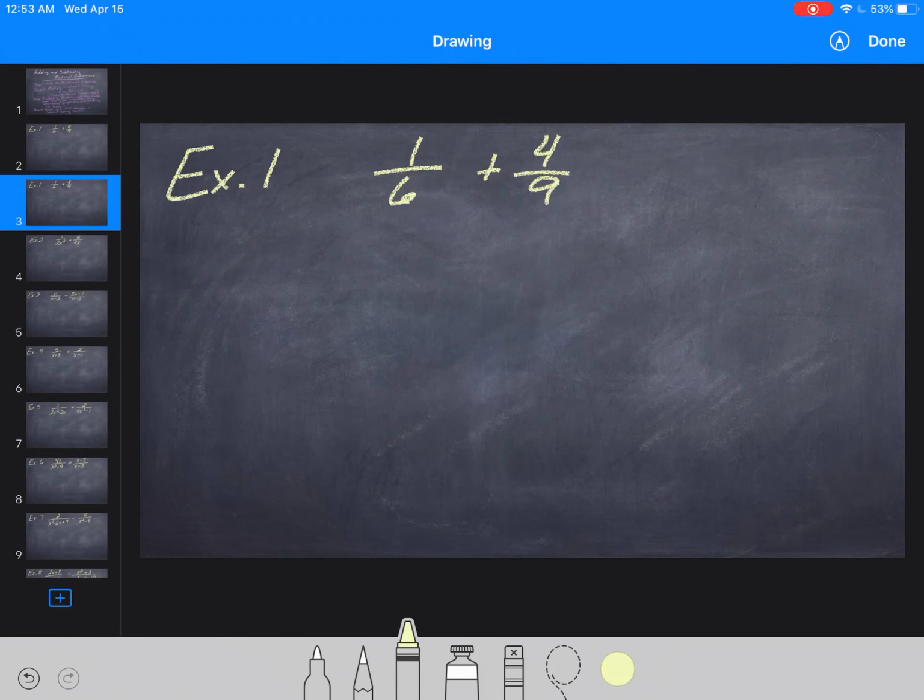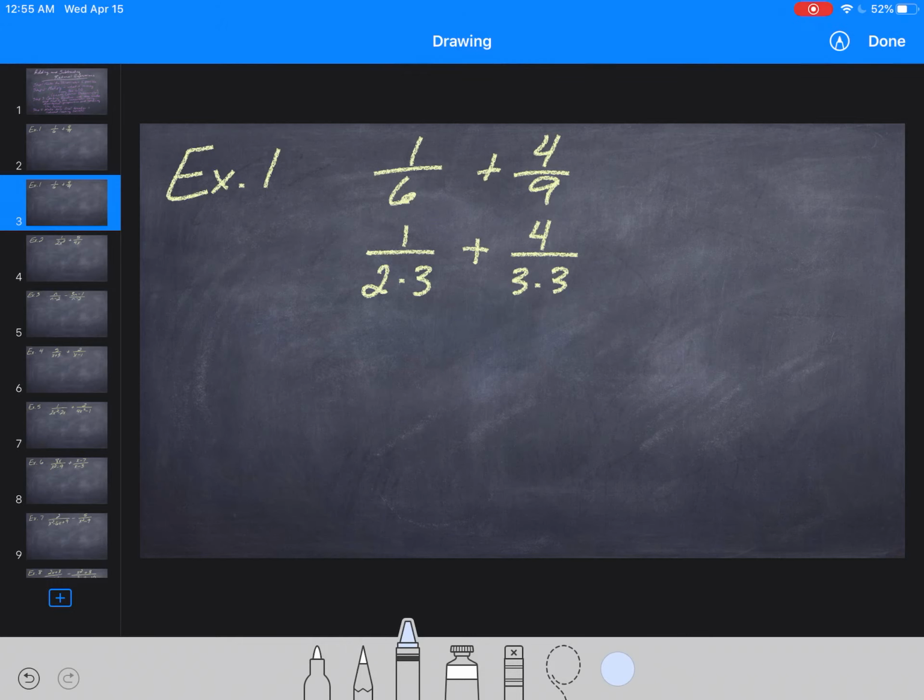According to my steps for adding and subtracting rational expressions, the first thing that we should have done would be to factor my denominators. So I can say, okay, my 6 can actually be broken apart into a 2 and a 3. So I can rewrite this first fraction as 1 over 2 times 3. I would drop my plus sign, and then I would factor my denominator for 4/9. I would end up with 4 over 3 times 3.